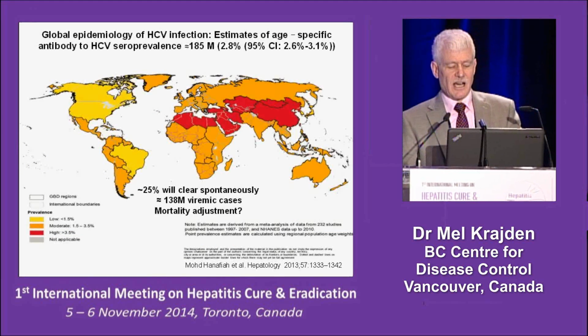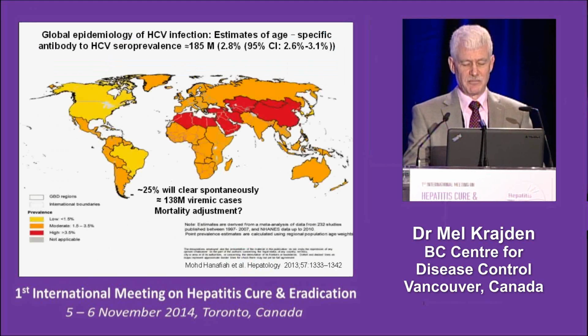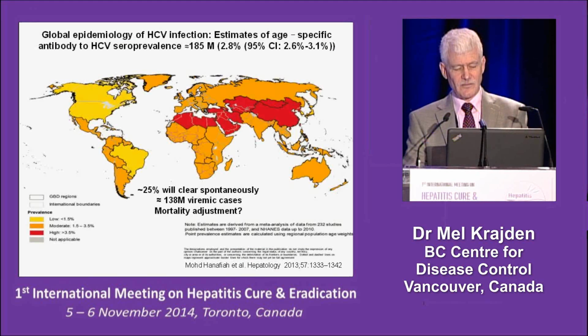You've all seen this slide by Mohd Hanafiah, suggesting that the burden from an antibody seroprevalence perspective is 185 million. And if we assume that 25% will clear spontaneously, and that's pretty consistent, we have about 138 million viremic cases. As we heard in the symposium this morning, one of the challenges is coming up with a mortality adjustment.